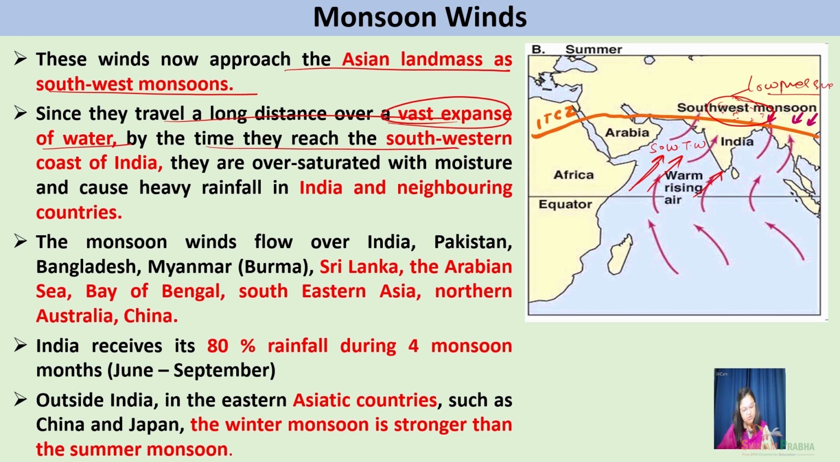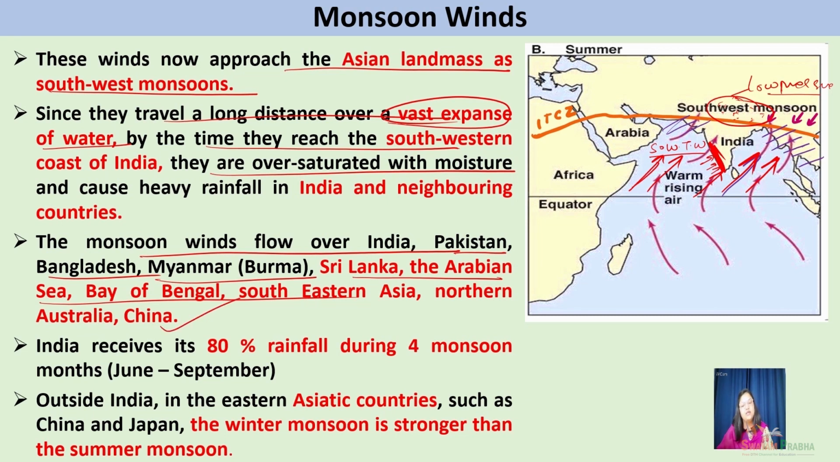So by the time they reach the southwestern coast of the Indian subcontinent, they are oversaturated with moisture and cause heavy rainfall along the western coast of the Indian subcontinent. So heavy rainfall showers are experienced in India and neighboring countries due to the arrival of southwest trade winds in the region. The monsoon winds flow over India, Pakistan, Bangladesh, Myanmar, Sri Lanka, Arabian Sea, Bay of Bengal region, and Southeastern Asia, Northern Australia, and China also.